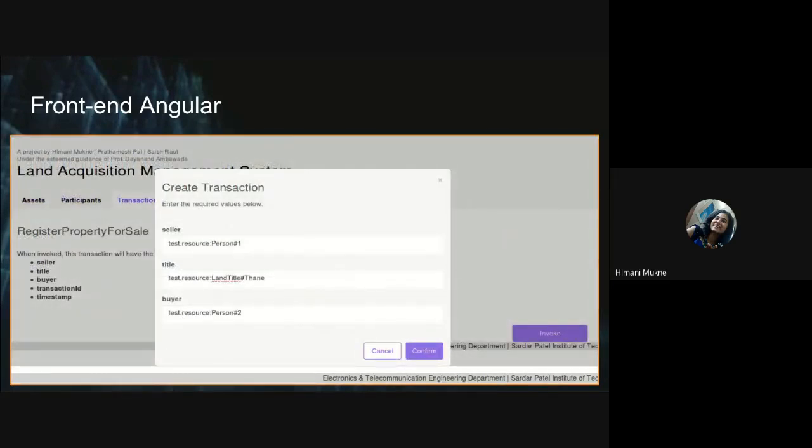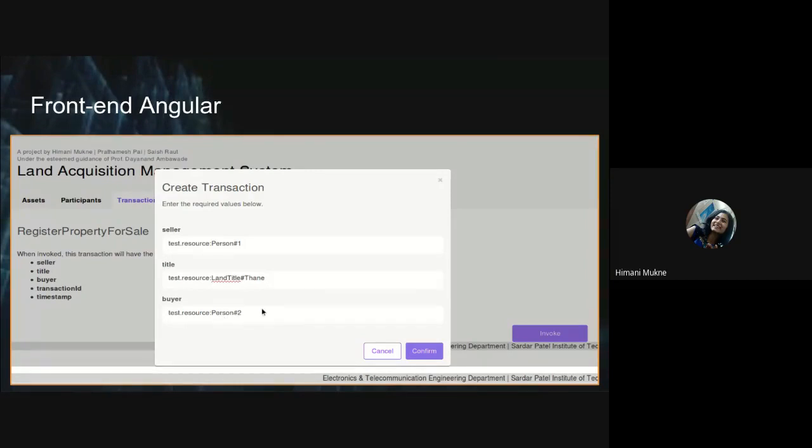this is the transaction section. If you can see behind, you need a seller and you need a title, and you need a buyer and transaction ID and timestamp for the transaction to be valid. But from the front end, you can put values of only the seller, the title, and the buyer, which means that the transaction ID and the timestamp is being put by the blockchain, which is something that you as a user cannot put on your own. So here, this pop-up basically shows that the seller is the participant with the participant ID 1. The asset is the asset ID Thane, and the buyer is the participant with the participant ID 2.